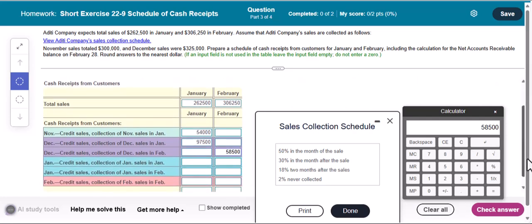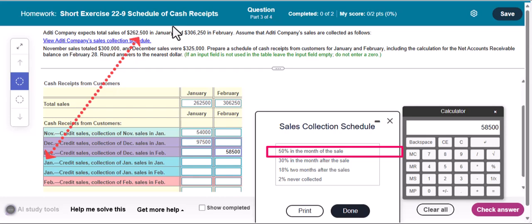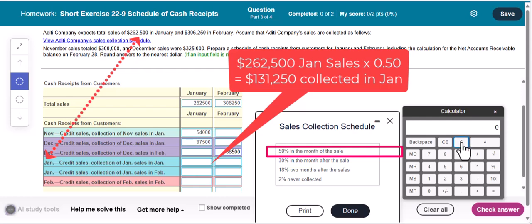We have January credit sales collection of January sales in January. So it's in the month of sale. So that is 50% in the month of sale. And again, this is January sales. So that's this 262,500 in January, and that is going to be multiplied by that 50%, since we are talking about collecting this in the same month. So we'll go ahead and multiply this by 50, and that is going to give us 131,250 collected in January.